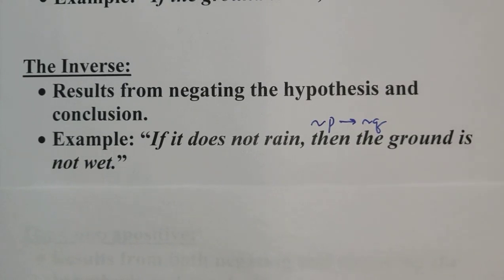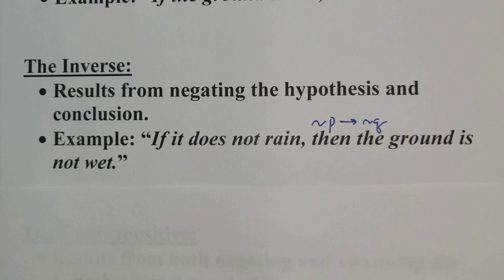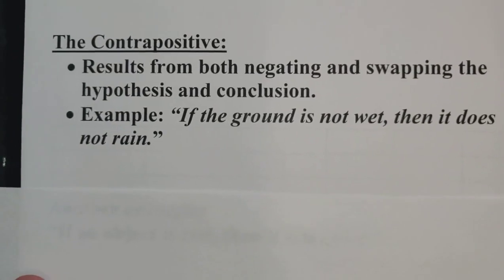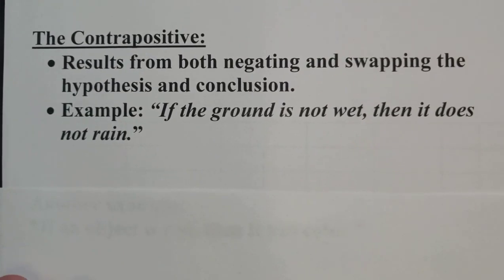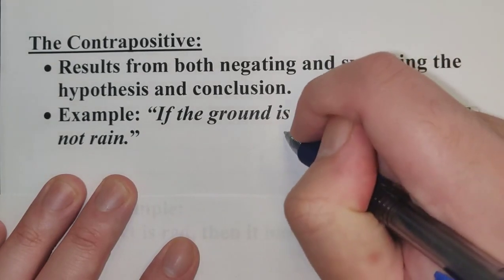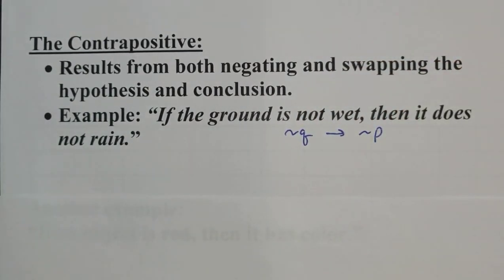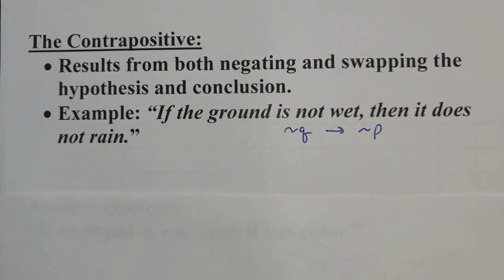So in this case, we can do both converse and inverse at the same time, both swap the antecedent and consequent and negate them both, and we end up with something known as a contrapositive. So the contrapositive here is the result of both negating and swapping the hypothesis and conclusion. In this case, it'd be something like, if the ground is not wet, then it does not rain. Okay?